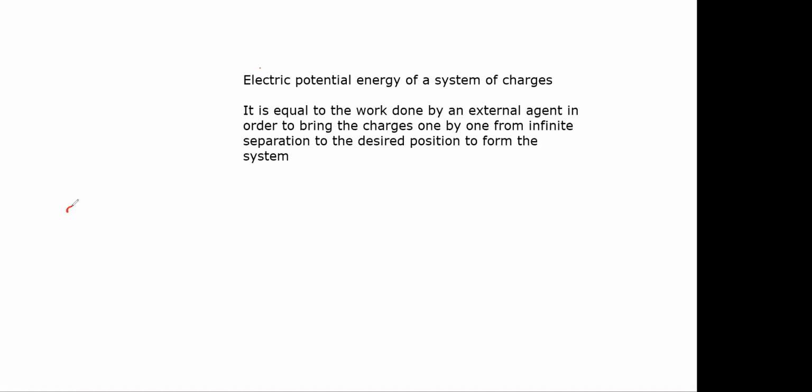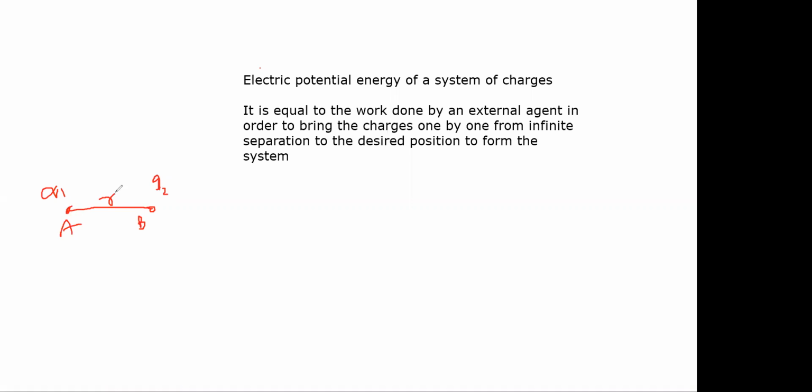Now, let us suppose there are two charges Q1 and Q2 at points A and B, and the distance between these two points is r. Now we need to find out the potential energy of this system.